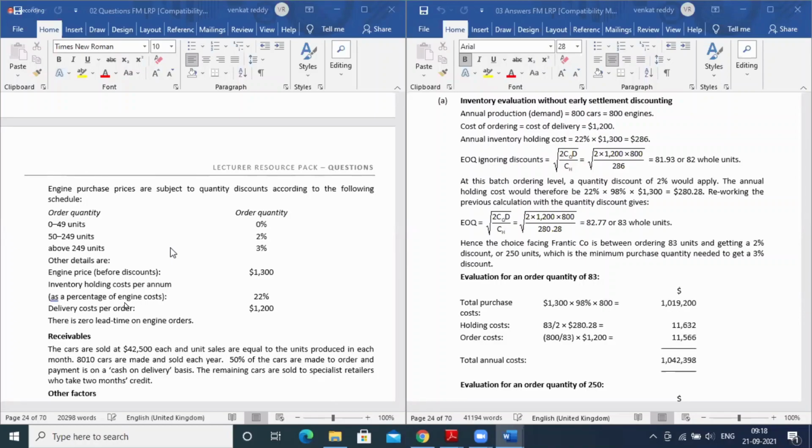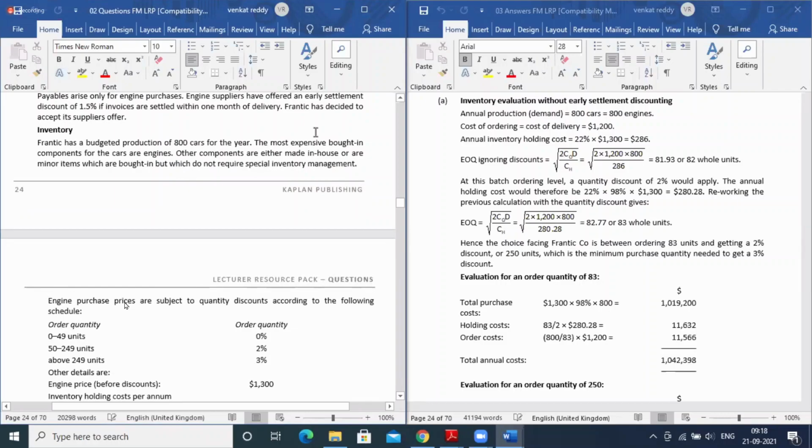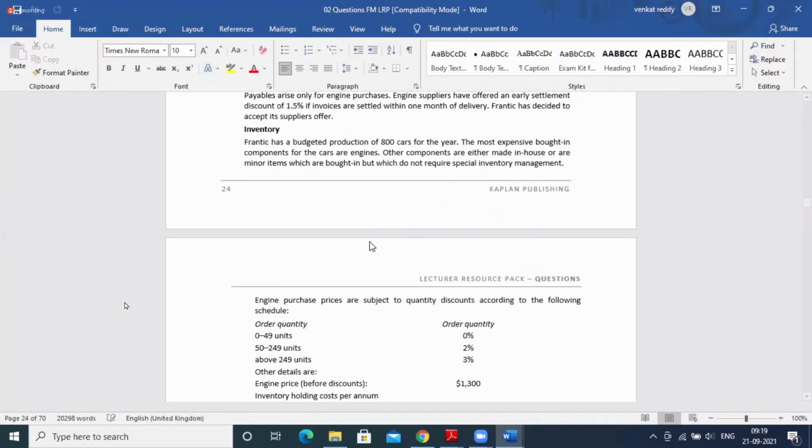Right? Now, can anyone let me know what will be the economic order quantity? Here, annual production, how many cars they are manufacturing every year? Annual production of the car is 800. So Frantic has a budget production of 800. Now I am disabling the answer script. So can I expect someone to calculate the EOQ?